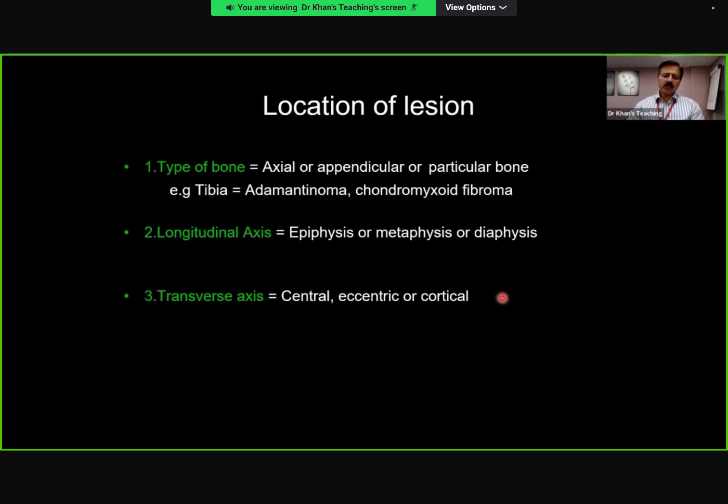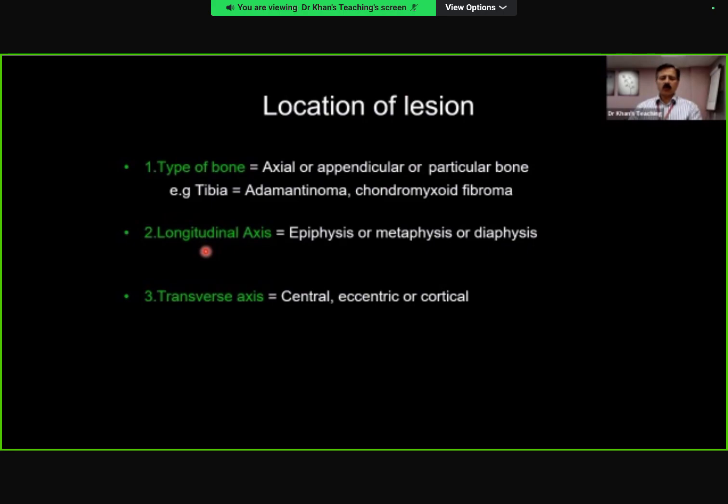Location of the lesion is one of the key things for the exam. Absolutely critical, the most important thing. And we are talking about the long bones here. Of course, the type of bone, axial versus appendicular, is a different entity, and there are some tumors which occur at specific bones. For example, in the tibia, you might have adamantinoma or chondromyxoid fibroma. But this concept is absolutely critical, the most important.